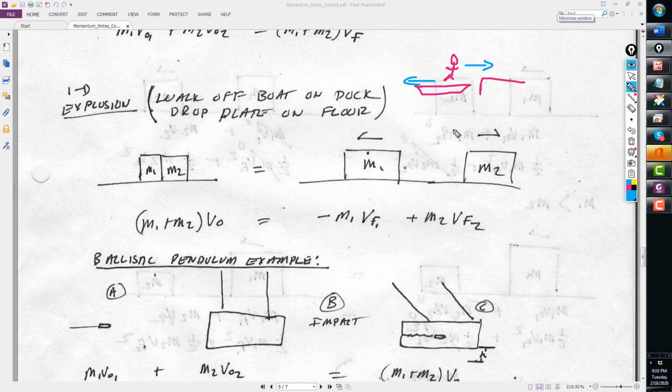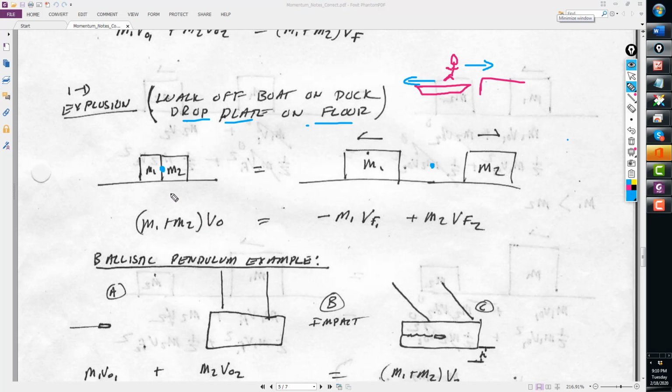That's an inelastic explosion. Or dropping a plate on the floor. That's an example. If it's coming down that z-axis, like I said, and it hits the floor and the pieces go off in different directions, it's an explosion. So in this case, if the two masses are equal, the center of mass is not moving. After it explodes, the center of mass still does not move. It just stays there.